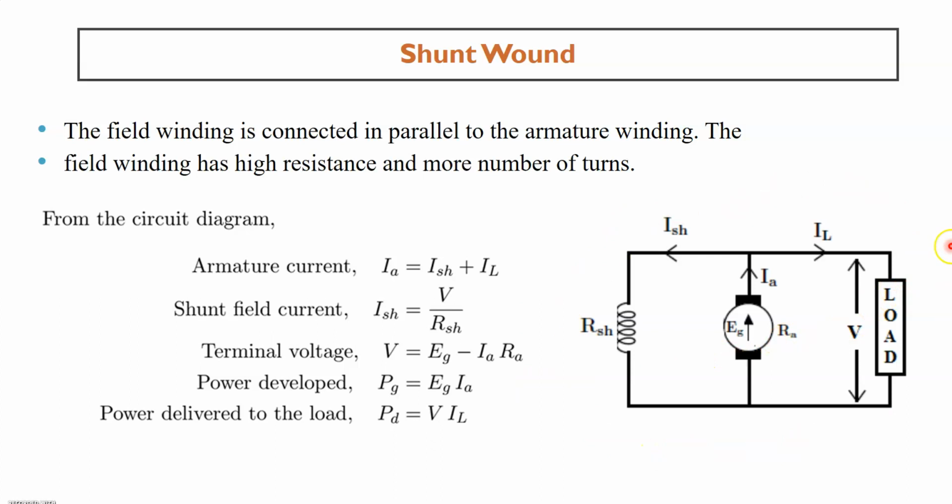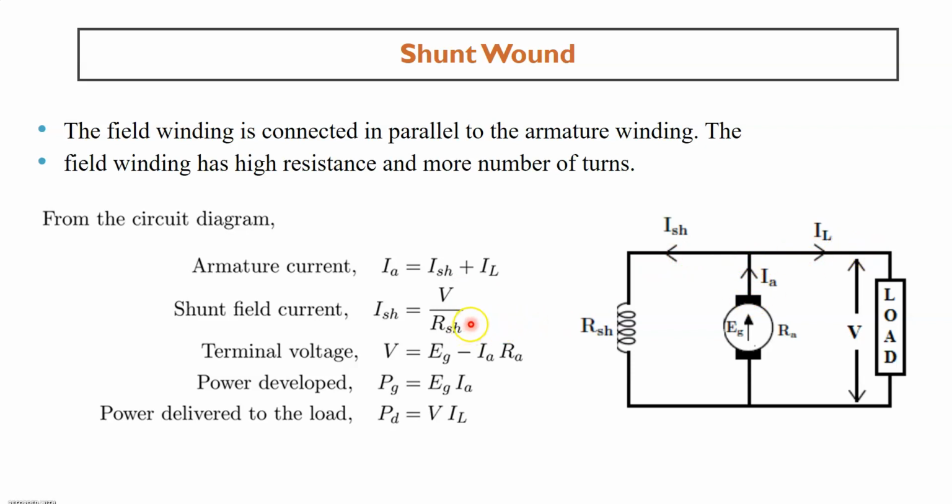Now consider this schematic diagram of the shunt generator. Here the field winding is connected in parallel with the armature winding. This is the armature current. The current flowing out of the armature reaches this junction and splits into two. So IA is equal to the combination of these two currents. From the schematic diagram we can write IA is equal to ISH plus IL.